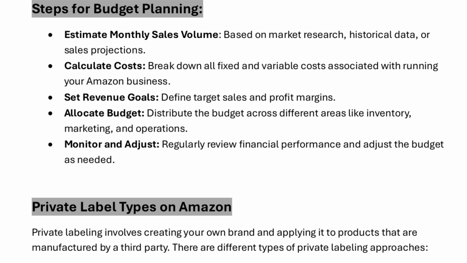Number 4. Allocate budget. Distribute the budget across different areas like inventory, marketing, and operations. Number 5. Monitor and adjust. Regularly review financial performance and adjust the budget as needed.